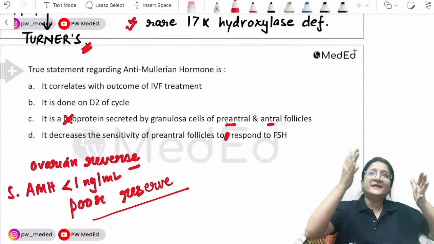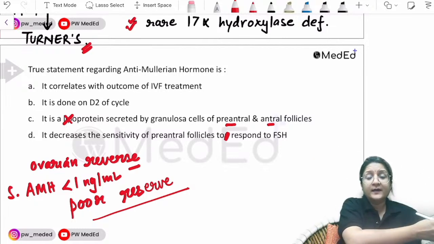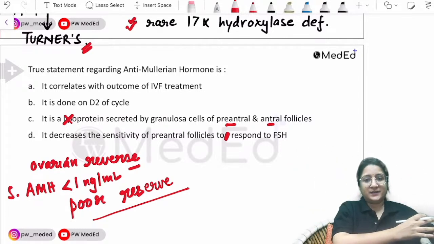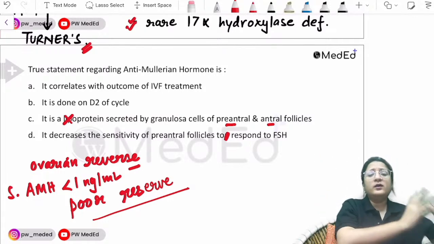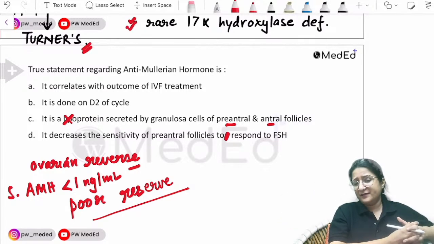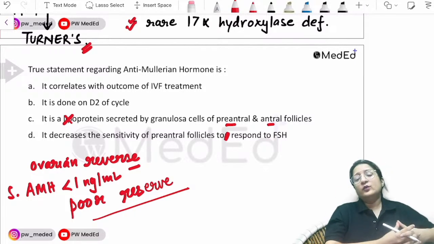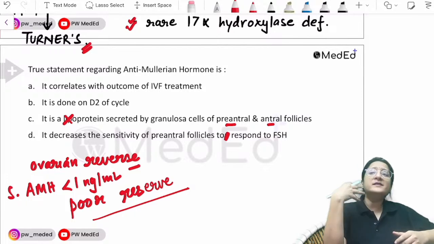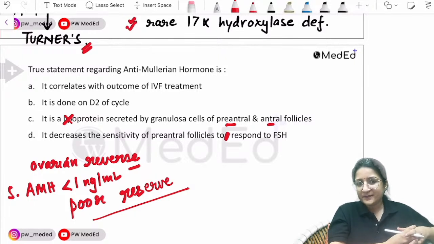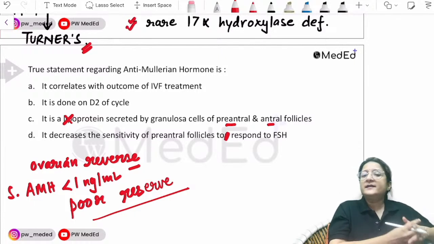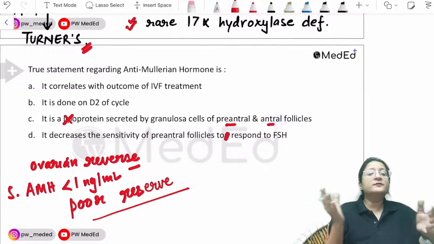I mean, serum AMH less than 1 could be 0.7, 0.5, 0.2, 0.1 or whatever. It will decline over time, right? So the lesser it is, the poorer is the result. Of course, when it is too low, then definitely it will correlate with the outcome of IVF treatment. But it generally reflects that since the residual follicular pool is so low, she'll probably require more amount of gonadotropins to achieve stimulation. That is what it means. It doesn't mean that IVF treatment will definitely be successful or will never be successful in a woman with poor reserve.